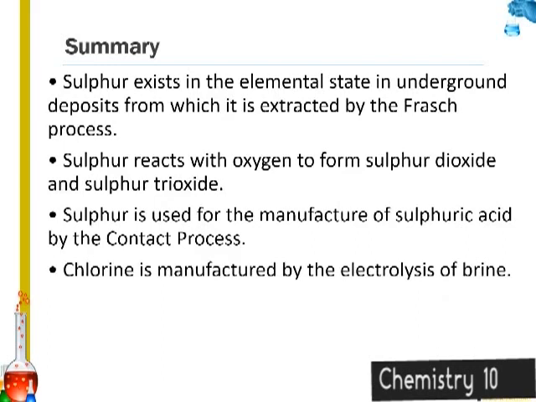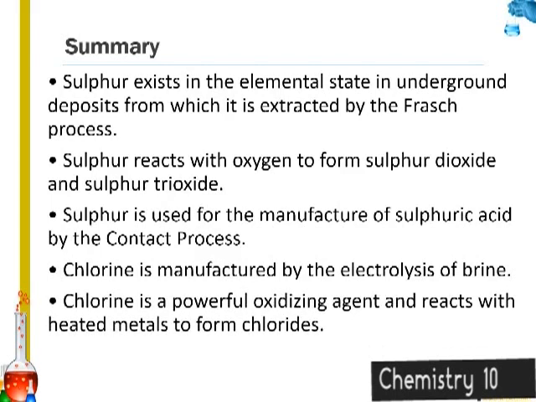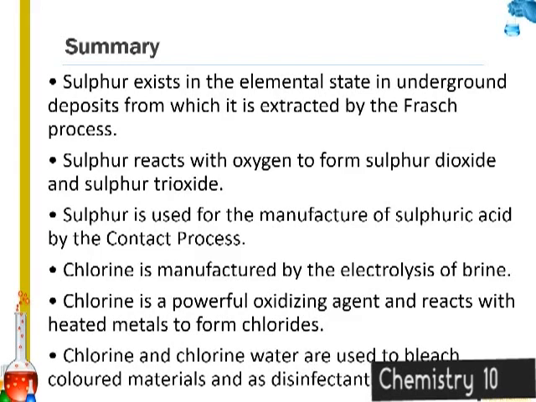Chlorine is manufactured by electrolysis of brine. It is a powerful oxidizing agent and reacts with heated metals to form chlorides. Chlorine and chlorine water are used to bleach colored materials and also used as a disinfectant.